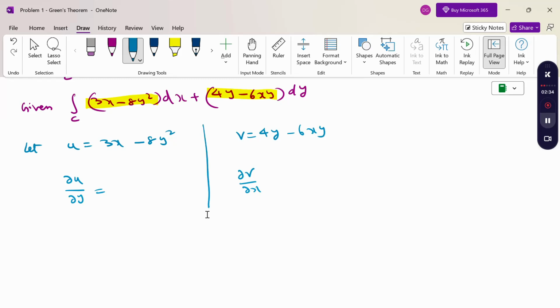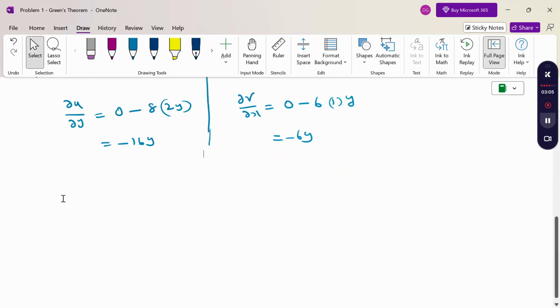When differentiating u partially, y is the only variable and the other terms are constant. For v, x is the only variable and the other terms are constant. Differentiating u with respect to y, the first term is 0 and the derivative of minus 8y squared is minus 16y. For v, 4y is constant so its derivative is 0, and minus 6 x differentiates to 1, giving minus 6y.